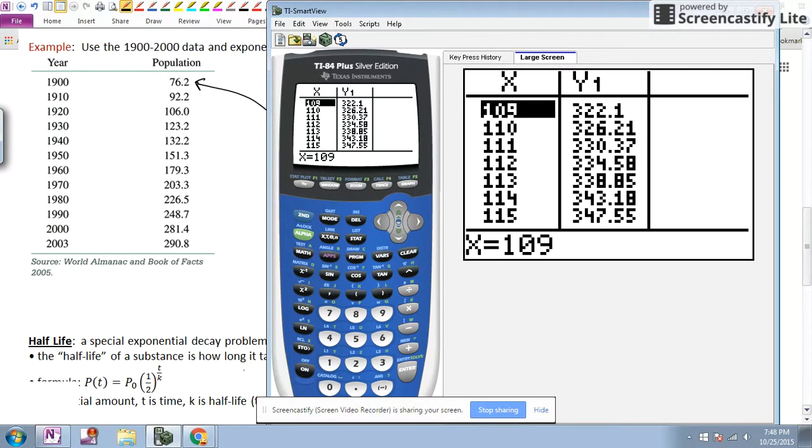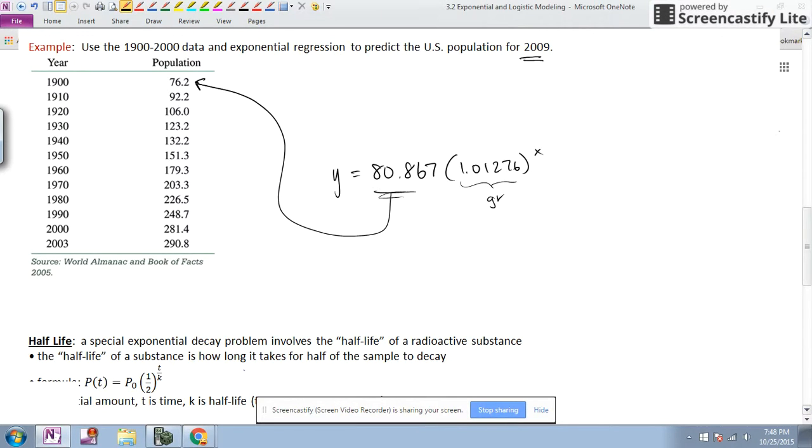There's 2009, 322 million, or maybe it's just 322 people in the US. Who knows? All right, nice work.